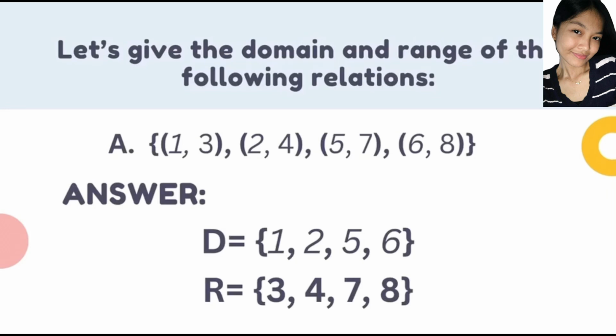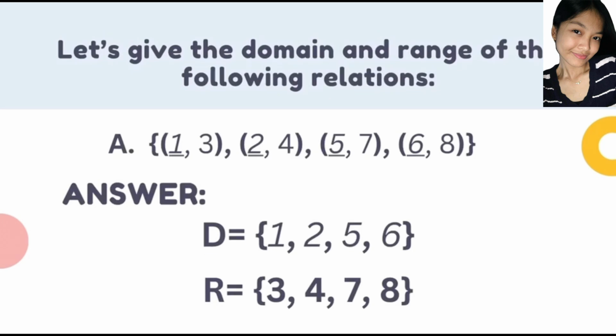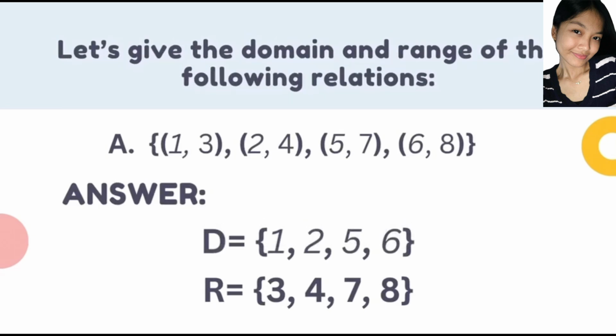So ngayon, i-figure out natin kung paano nakuha yung domain or yung D. So sabi natin kanina, domain is the x components of the ordered pairs. It means yun yung mga number na nasa unahan or yung mga inputs natin, which are the numbers 1, 2, 5, and 6. Ngayong na-figure out na natin kung paano nakuha yung domain, punta naman tayo sa range.